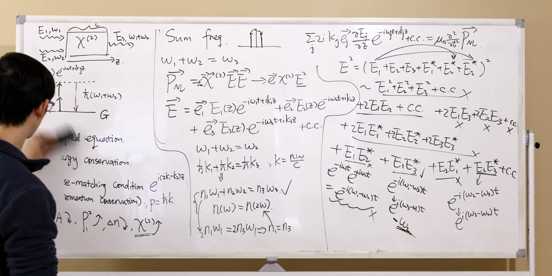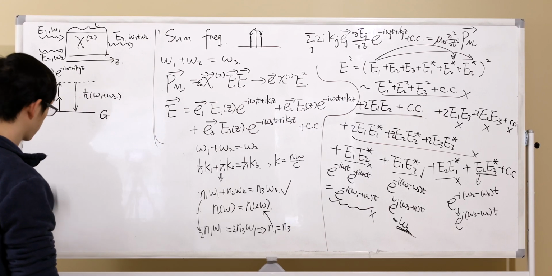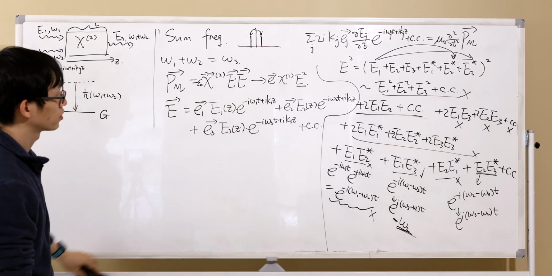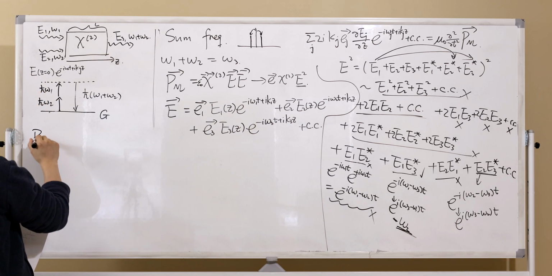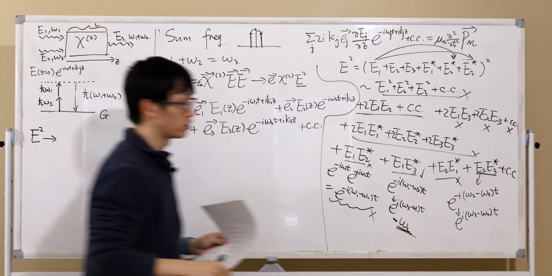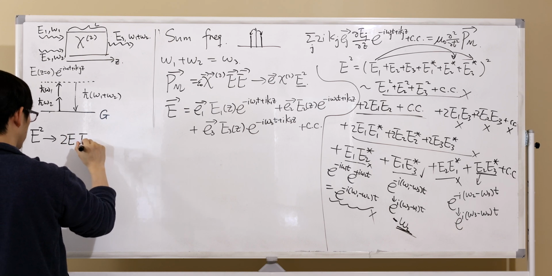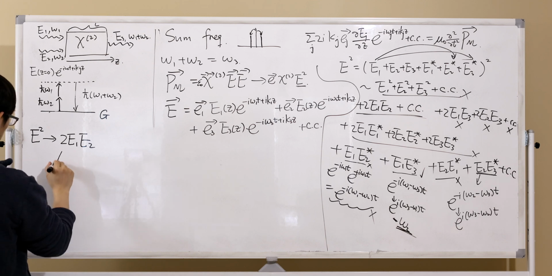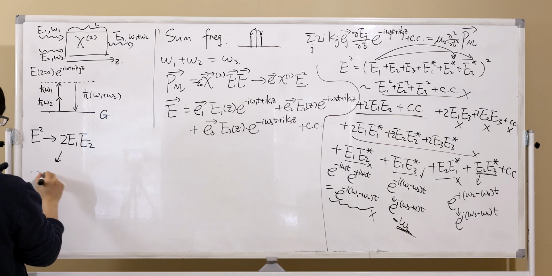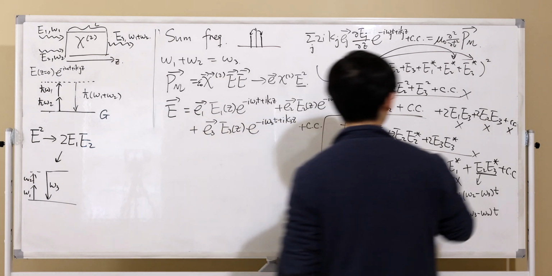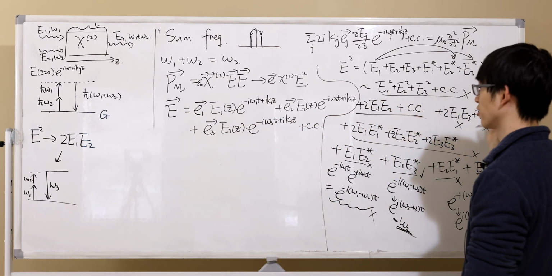It's a little bit messy, but let's try to summarize it here. The E squared term, the thing that we keep is E1, E2. This corresponds to, let's draw it like this, omega 1, omega 2 generate omega 3. This is a term that corresponds to the sum frequency generation. And of course, complex conjugate, we always have complex conjugate, so we leave it at the end.